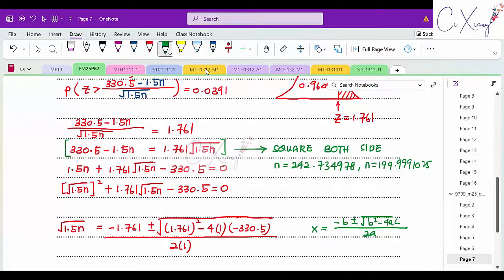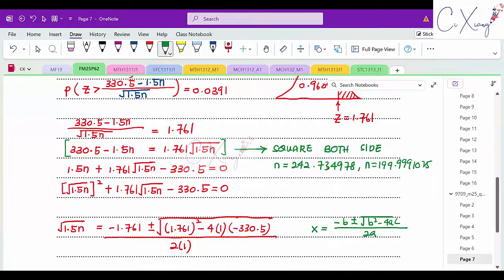So if you are using the method of squaring both sides, you realize that the final answer has two values of n, and both of them look logical, because n equals 200 is our answer. But what should I do with this value? This value also looks logical. When you square both sides, your n is equal to 243, something like that. But how do I know which one is the correct answer?